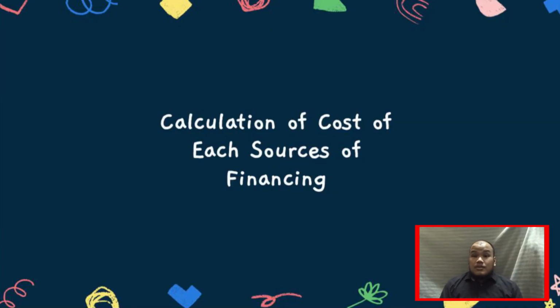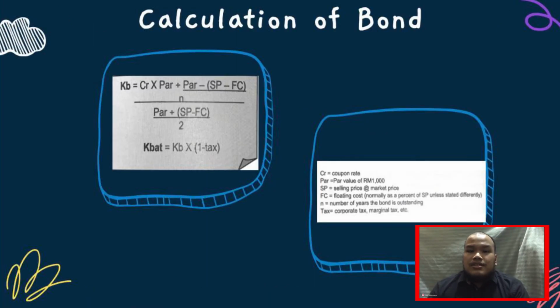Calculation of cost of each source of financing. Calculation of bond: the formula is KB equals coupon rate times par value of 1000 plus par value of 1000 minus in parentheses selling price minus floatation cost, divided by number of years, divided by par value of 1000 plus in parentheses selling price minus floatation cost, divided by 2. Then K bar equals KB times in parentheses 1 minus tax.